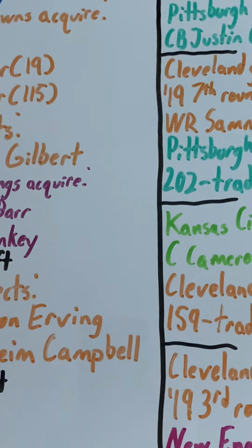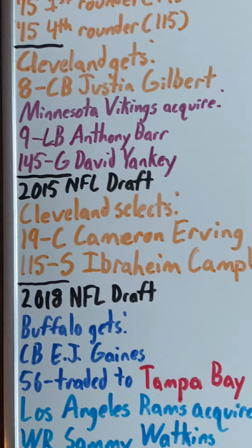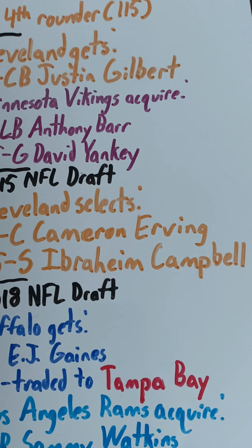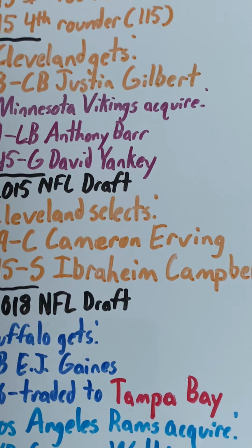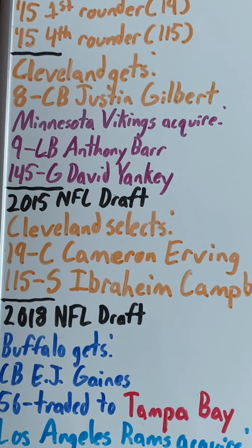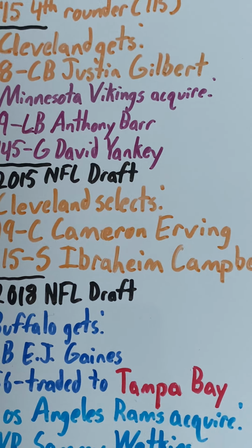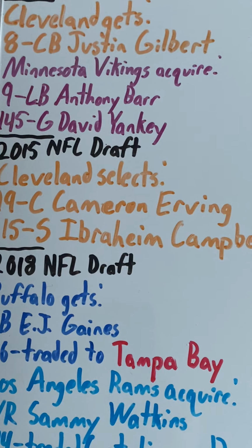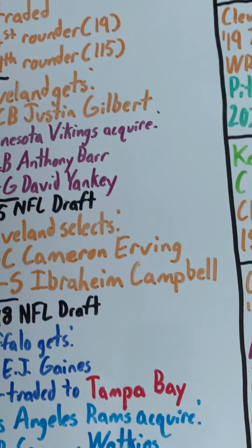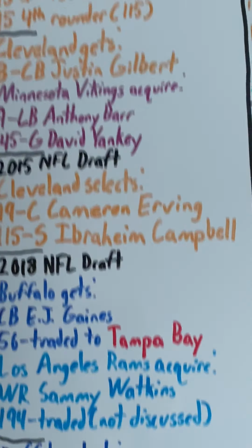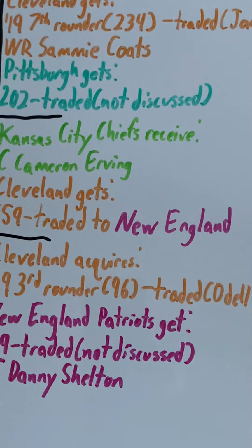So the last player that the Browns selected with the 115th pick was safety Ibrahim Campbell. And Campbell was okay for 2.5 years before being cut unceremoniously. So now, obviously, we got the first half of this done. What about the second half? Let's start with New England.